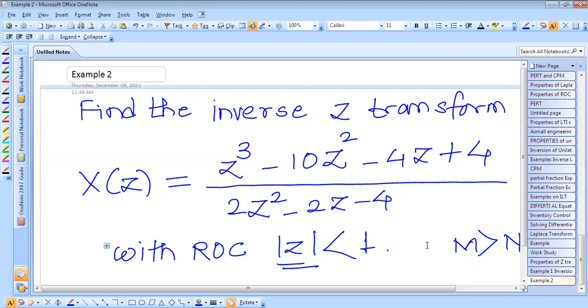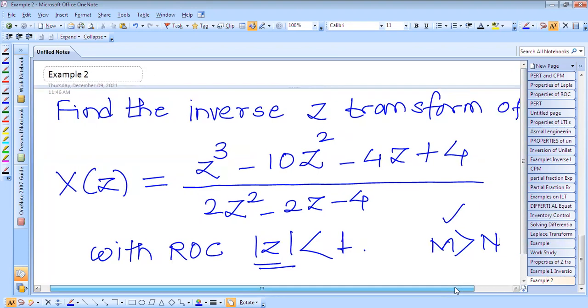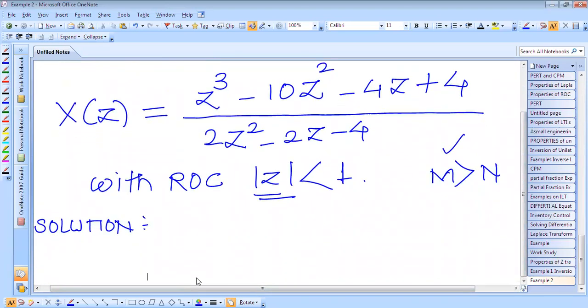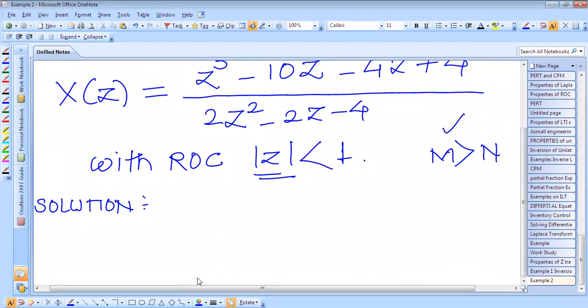Here we can see that the highest power of the numerator polynomial is 3 and of the denominator polynomial is 2. That means M is greater than N, and that is not the proper case. So we have to use the long division method in order to reduce the power of the numerator polynomial relative to the denominator polynomial.